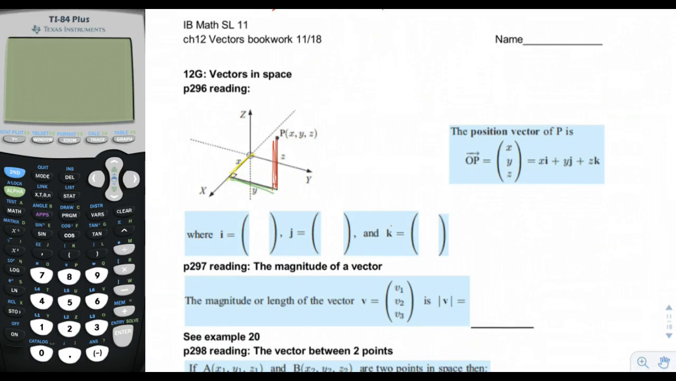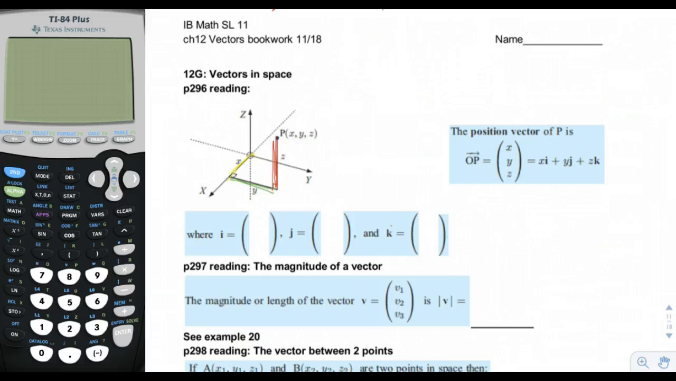Okay, page 11 of vectors. They introduce here three-dimensional coordinates with vectors. I'm not sure if you've done three-dimensional coordinates before, but when they're drawn out here, you can see that the yellow dimension is in the x direction, the green dimension is in the y direction, and the red direction is the z direction, and those are the positive directions shown there.